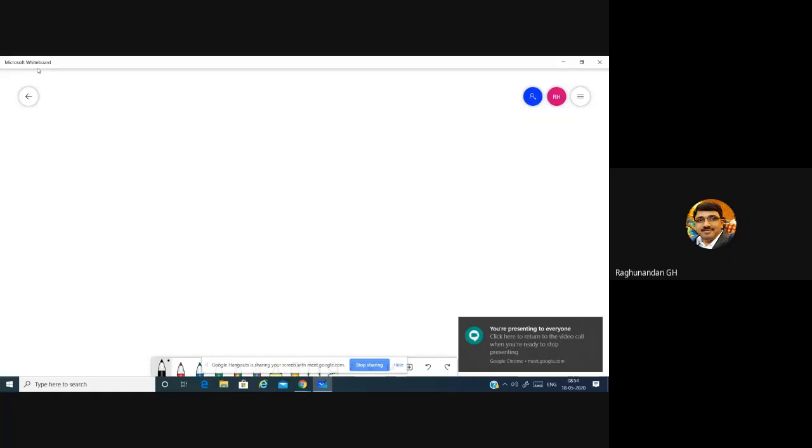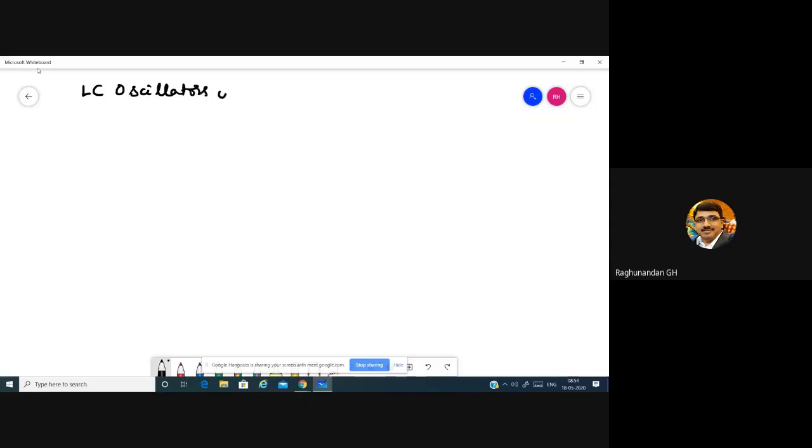We are discussing FET based oscillators. So the next one is the LC oscillators using FET. Here everything remains the same, but the only change is we will be replacing the BJT by the FET. But still we'll have a look at it.